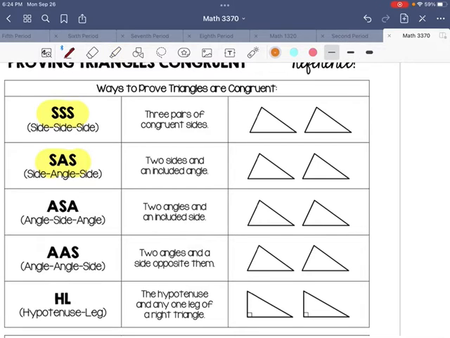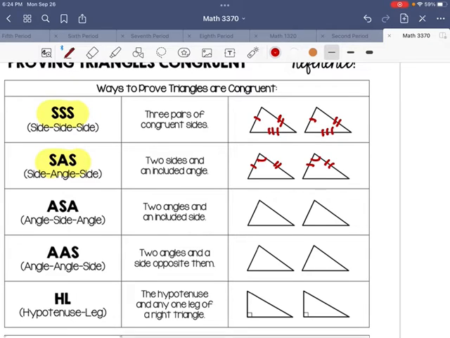So to prove 2 triangles are congruent, you can use side, side, side, which means that all 3 corresponding sides would be equal. For side angle side, you have 2 sides and an included angle. The included angle means it has to be the angle between 2 sides. It has to be that angle. It can't be this angle right here because that's not right between the 2 congruent sides. So make sure it's an included angle.